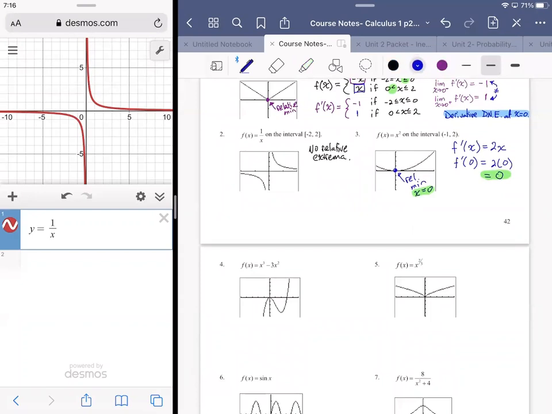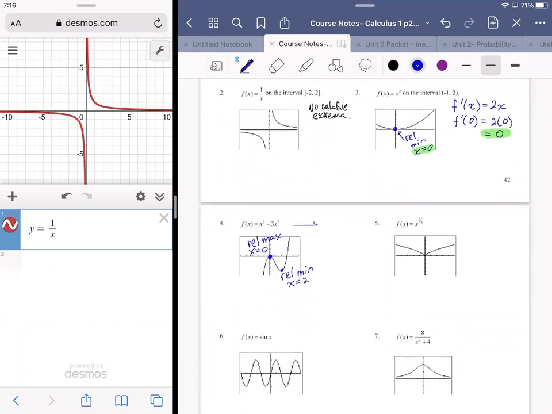But if I look at this, I see a relative max at x equals 0. And here I see a relative min at, it looks like, x equals 2. So I'd find the derivative, 3x squared minus 6x. We'll move it over and shrink it apparently. And then just plug in these values.